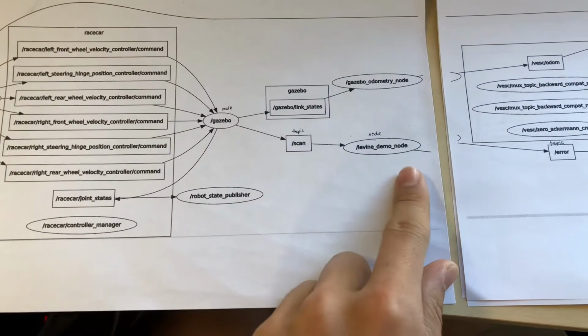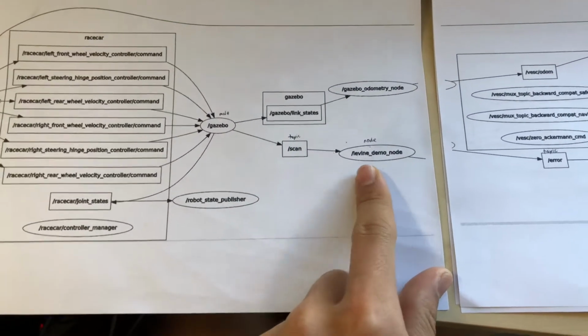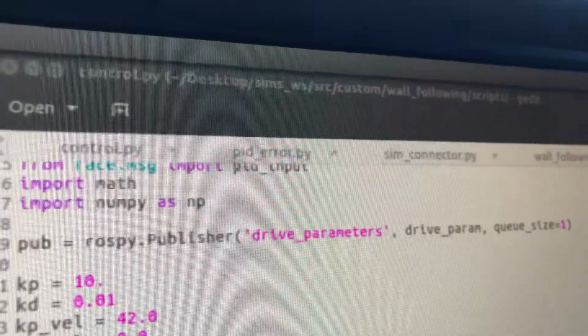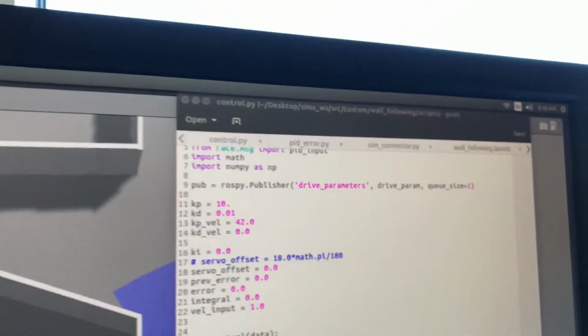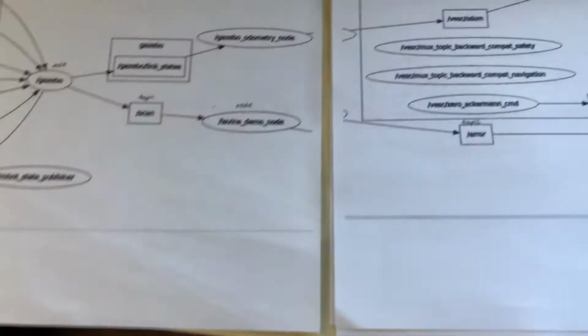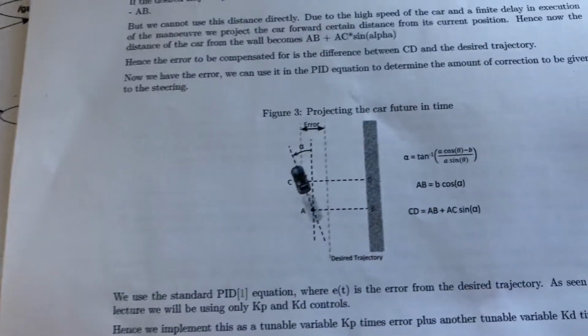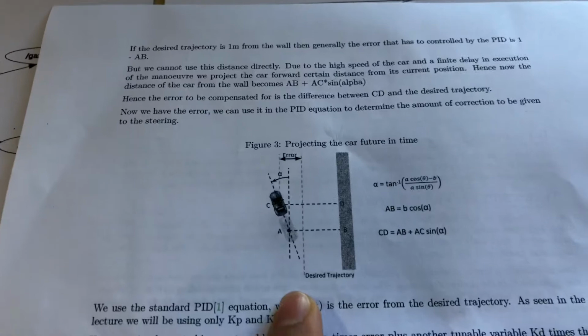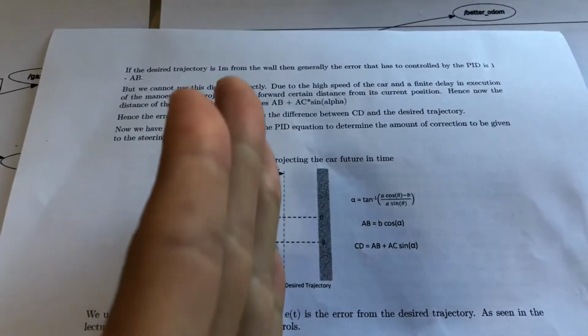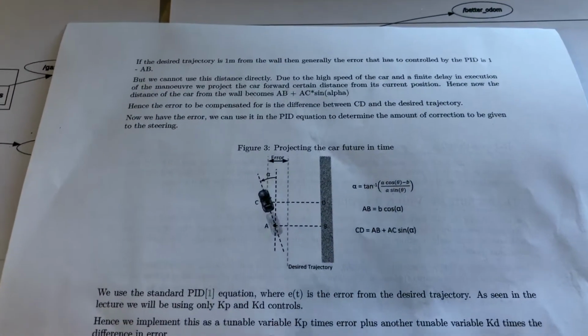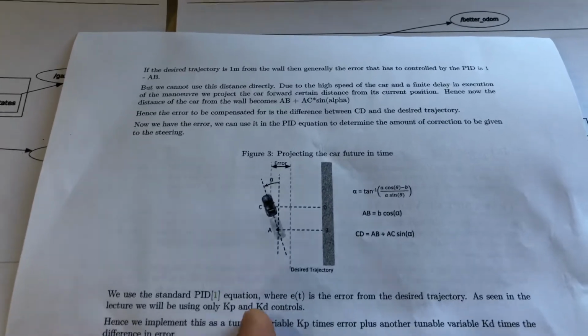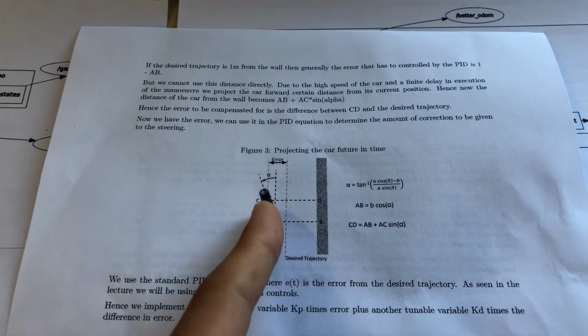The scan goes to what was called a Levine demo node. The name didn't make sense to me, so I renamed it to PID error, because basically it's using the proportional integral derivative algorithm in order to determine how straight a car should be. And just a visual of that is, if you imagine there's a car, you want to have it follow a wall. Basically, PID will try and determine, first of all, what's your desired trajectory? So let's say desired trajectory is like a foot away from the wall.